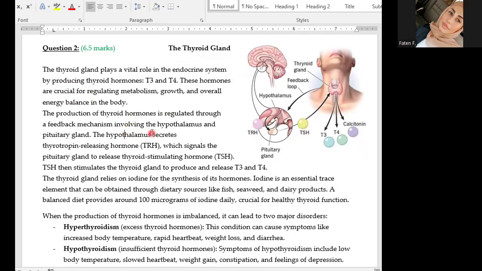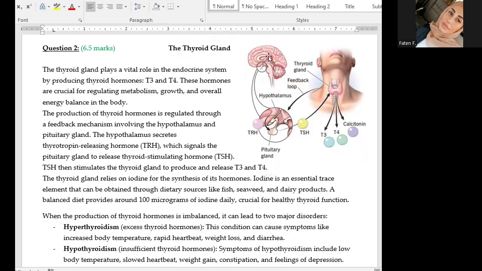So the hypothalamus first secretes thyroid releasing hormone. This is the first hormone. This signals the pituitary gland. The pituitary gland then releases the thyroid stimulating hormone. Then the thyroid stimulating hormone stimulates the thyroid gland to produce and release T3 and T4.